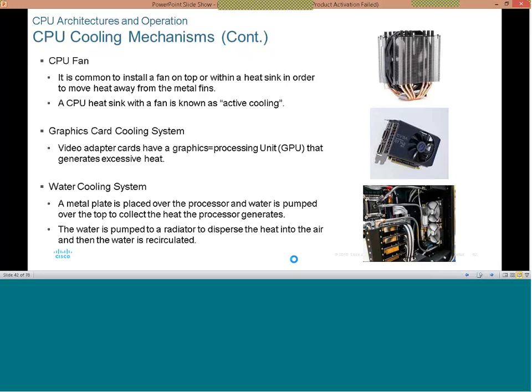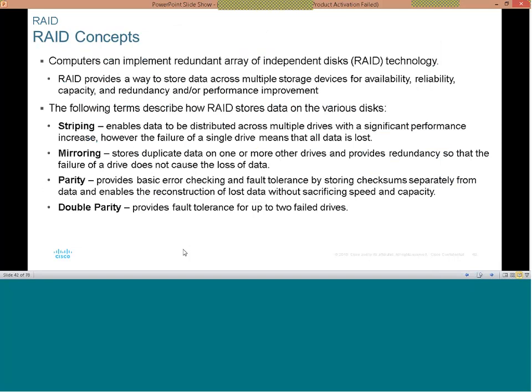Okay. So for water cooling systems, a metal plate is placed over the processor, and water is pumped over the top to collect the heat the processor generates. This is another way of creating a cooling effect, as you can see in the diagram to your right. The water is pumped to a radiator to dispense the heat into the air, and then the water is recirculated. All this is a way of trying to improve the performance of the CPU. So now we're done with the CPU.